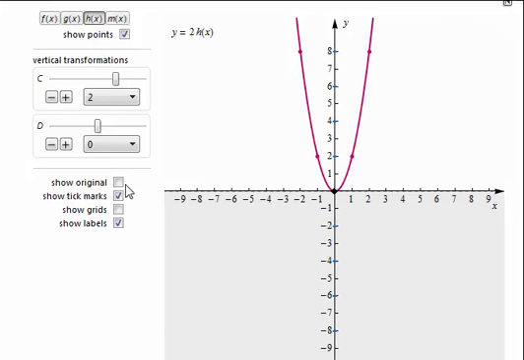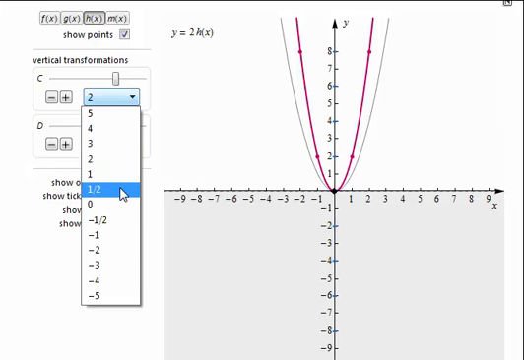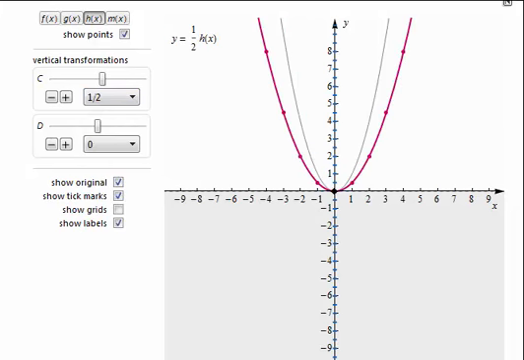Basically, if you look at the original, this original point has been expanded vertically, this point here expanded vertically. The point (2, 4) used to be on the graph, now it's been expanded up here, so the graph is narrowed and it's been vertically expanded. If we make c 1/2, we have a vertical compression.